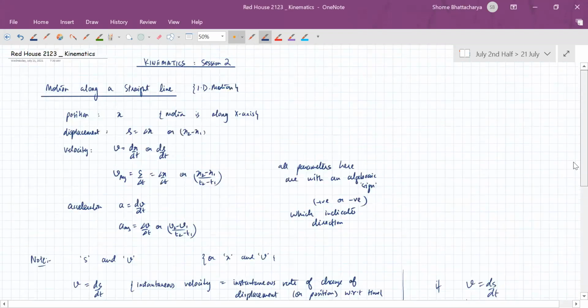So these parameters that we have written above and the relationships we have seen in the last lecture up to that average acceleration. Now we are starting from that point onwards.